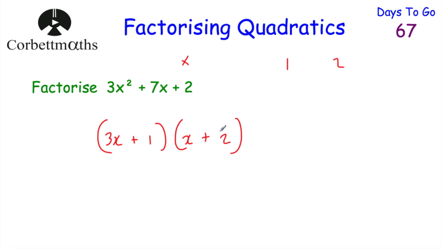I could do 3x times 2 is 6x, and then x times 1 is 1x, and adding them together will give us our 7x. So that's why I chose that way. Okay, so that's one approach to factorizing this. Another approach is the split in the middle technique, and I'll show you that now.